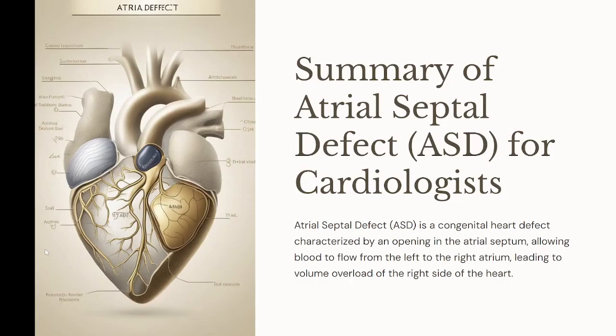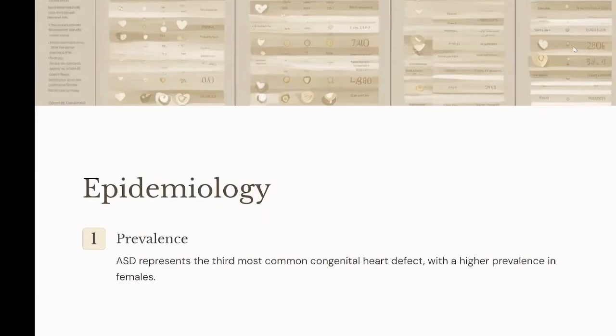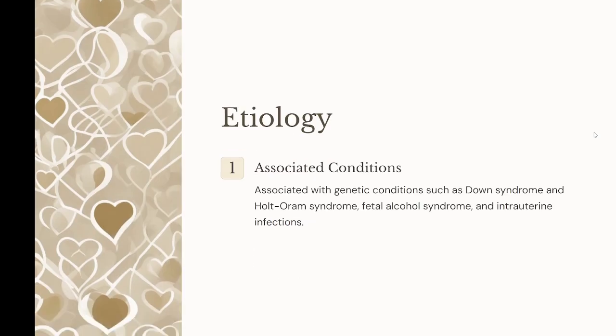Summary of atrial septal defect, ASD, for cardiologists. Description: atrial septal defect, ASD, a congenital heart defect characterized by an opening in the atrial septum, allowing blood to flow from the left to the right atrium, leading to volume overload of the right side of the heart. Epidemiology: ASD represents the third most common congenital heart defect with a higher prevalence in females. Etiology: associated with genetic conditions such as Down syndrome and Holt-Oram syndrome, fetal alcohol syndrome, and intrauterine infections.